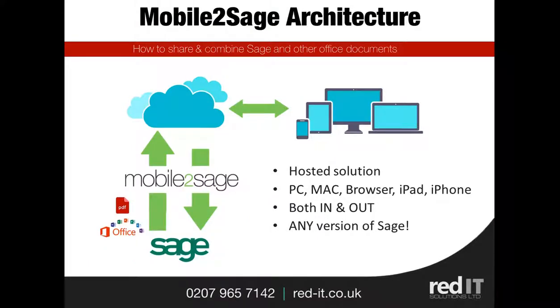So what's Mobile to Sage? Well, Mobile to Sage is a hosted solution which allows you to share your office information securely with people outside the office. Now, these could be users who use PCs, Macs, browsers, iPhones or iPads, and it can include pretty much any kind of information, for example your Sage data as well as your office information. It also works on any version of Sage.